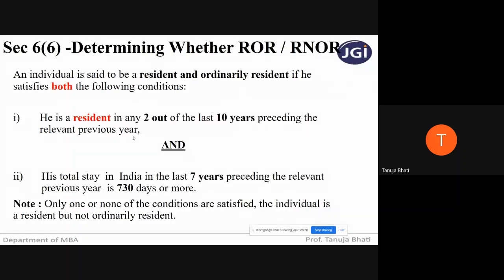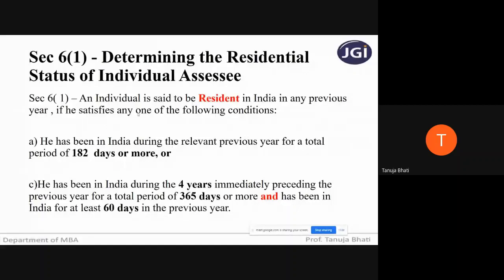Now when I say resident in 2 years, it means he should fulfill the basic condition in at least 2 of the 10 years. So out of 10 years, in at least 2 of the years, he should satisfy the basic condition, because our basic condition is to determine whether he is a resident or non-resident. And he will be tagged as resident only when he fulfills either one or both of the conditions.